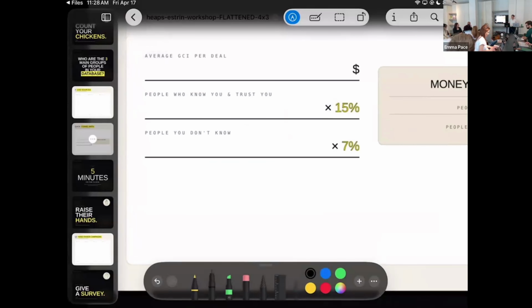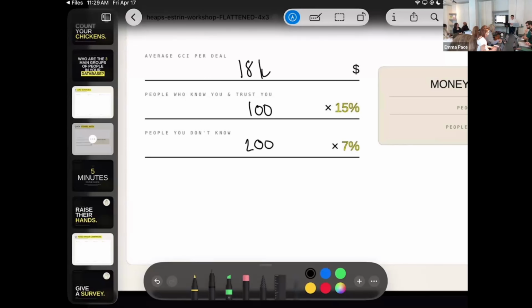Okay, and what's your average GCI per deal? 18? Okay, perfect. And you have 300 and something? Okay, and how many of those people already know you? Are those mainly sphere, or where do they come from? Okay, 100. And then I'm just going to choose 200 over here. Let's just keep it simple. It doesn't need to be perfect.